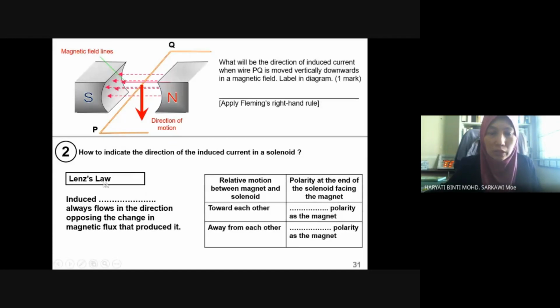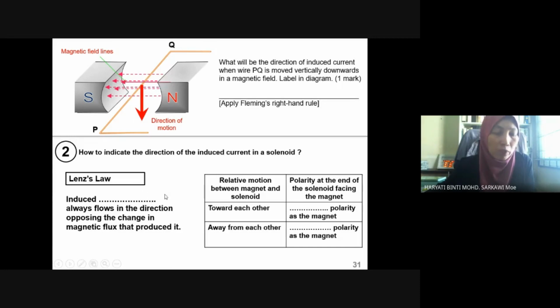Lenz's law. Lenz's law states that the induced current is always in the direction that opposes the change in the magnetic flux that produces it. You see, the current is produced by the change of magnetic flux, and Lenz's law says that the direction of that induced current will always oppose the change that produced it. So remember, Lenz's law relates to the direction of the induced current.